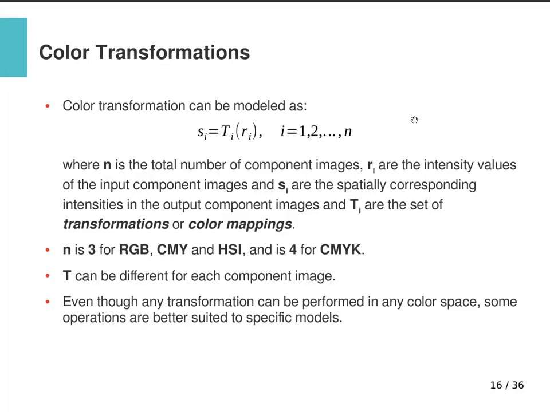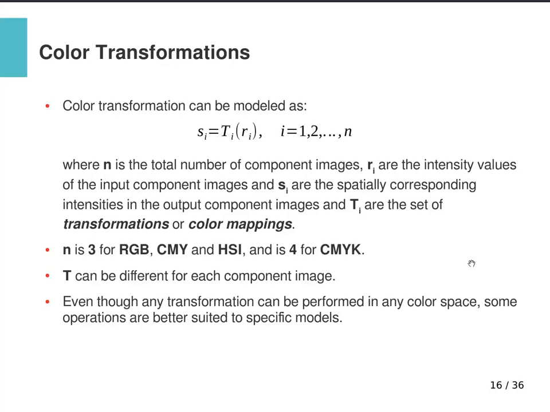As I said, n is going to be 3 if you're working with RGB, CMY, and HSI, and it's going to be 4 if you're working with CMYK. As you can see, for the transformation or color mapping, we have T subscript i. That means T can be different for each color component. It doesn't necessarily have to be the same for all the color components. Even though any transformation can be performed in any color space, some operations are better suited to specific models. This is an example that we will see later on as well.